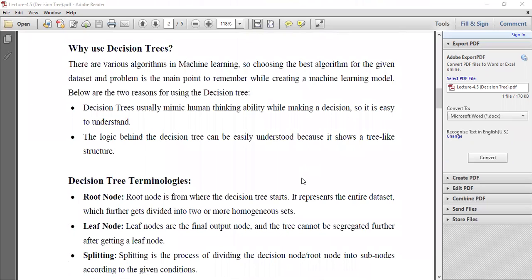Why use decision tree? There are various algorithms in machine learning, so choosing the best algorithm for the given dataset and problem is the main point to remember while creating a machine learning model. There are two reasons for using the decision tree. Decision trees usually mimic human thinking ability while making a decision, so it is easy to understand. The logic behind the decision tree can be easily understood because it shows a tree-like structure.